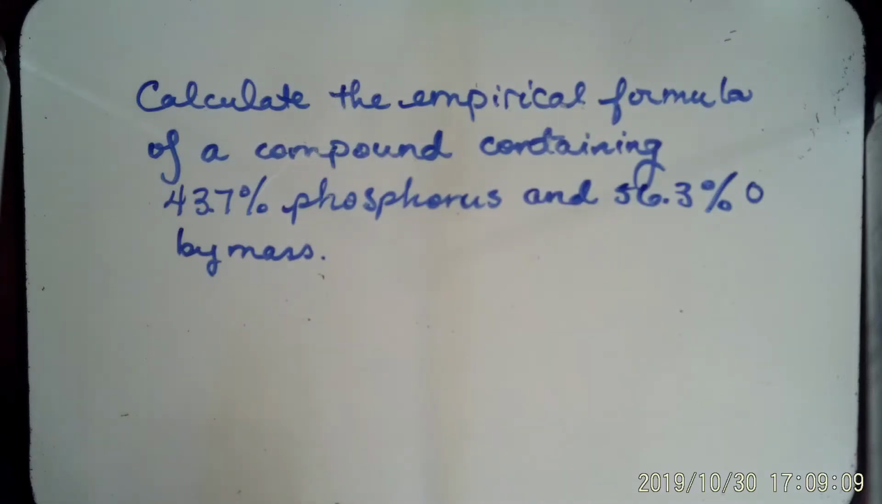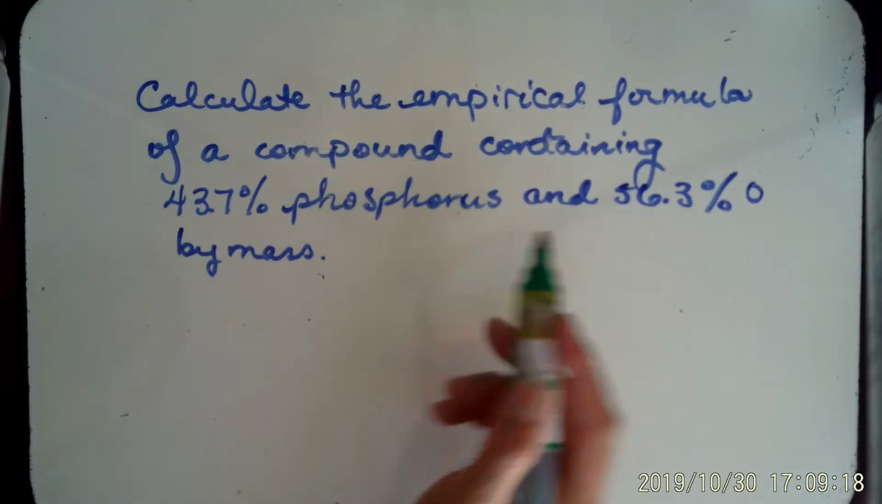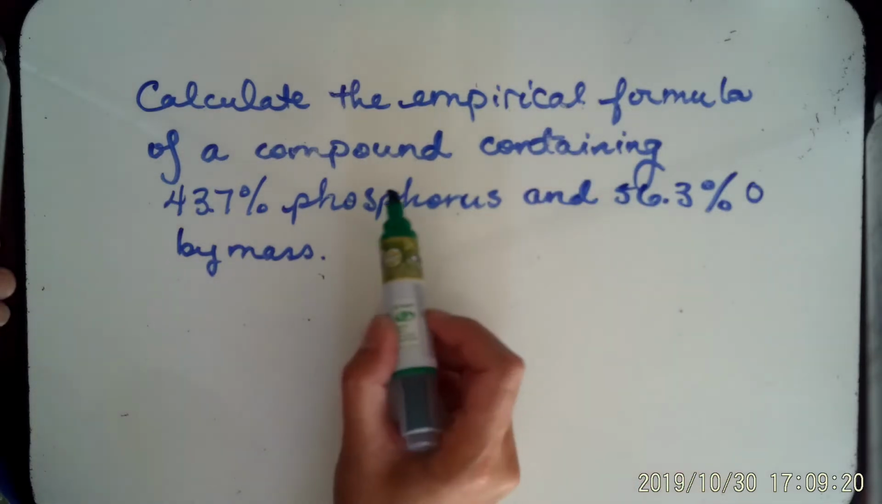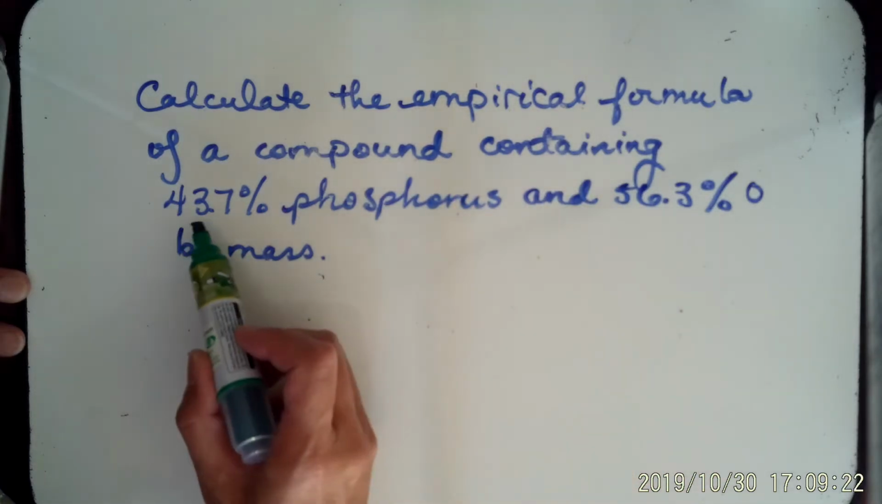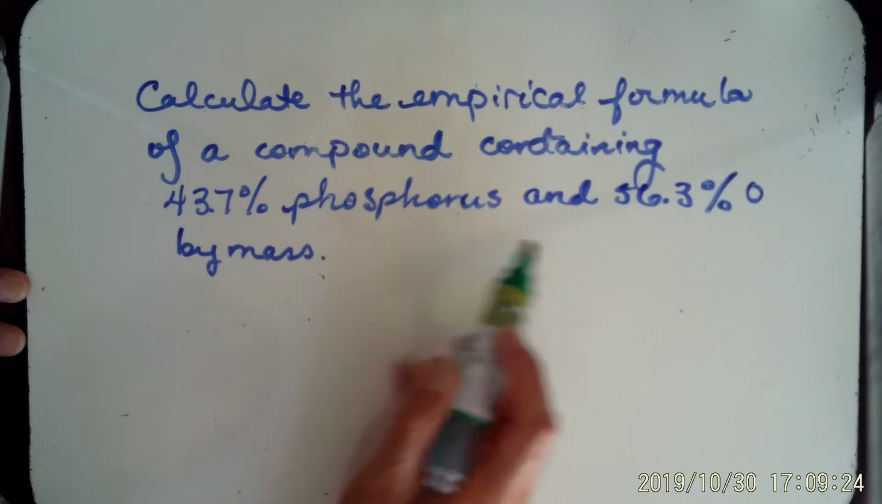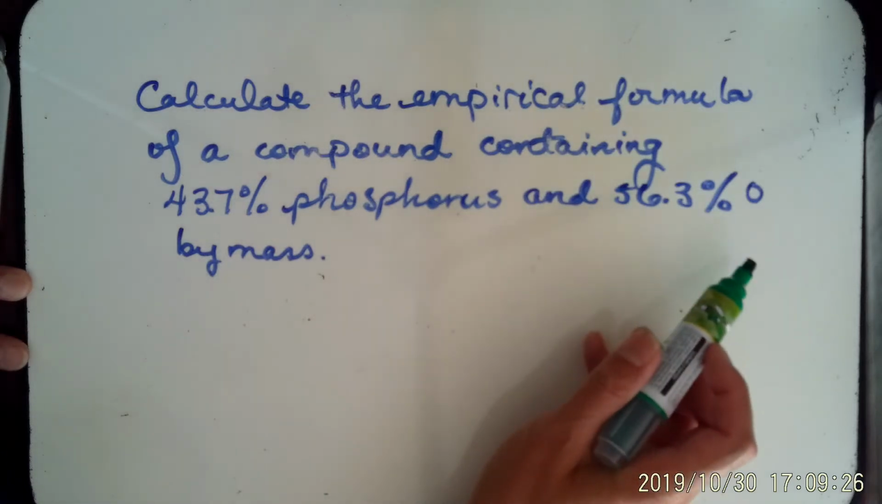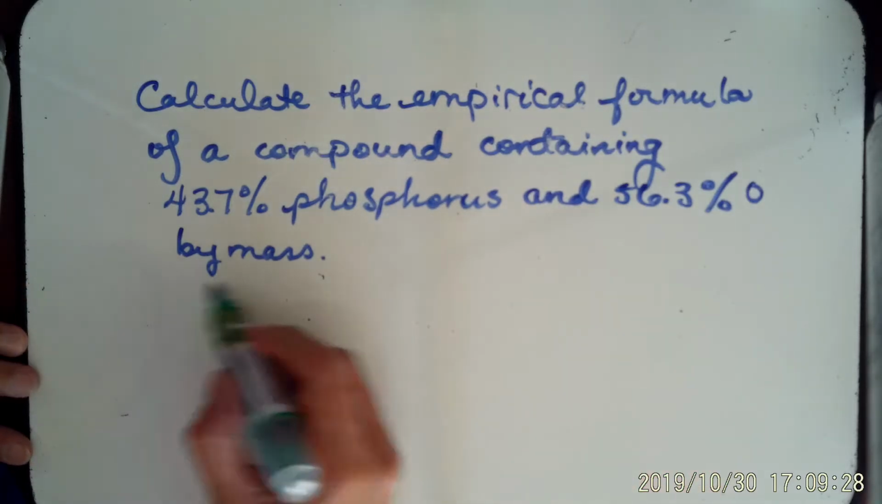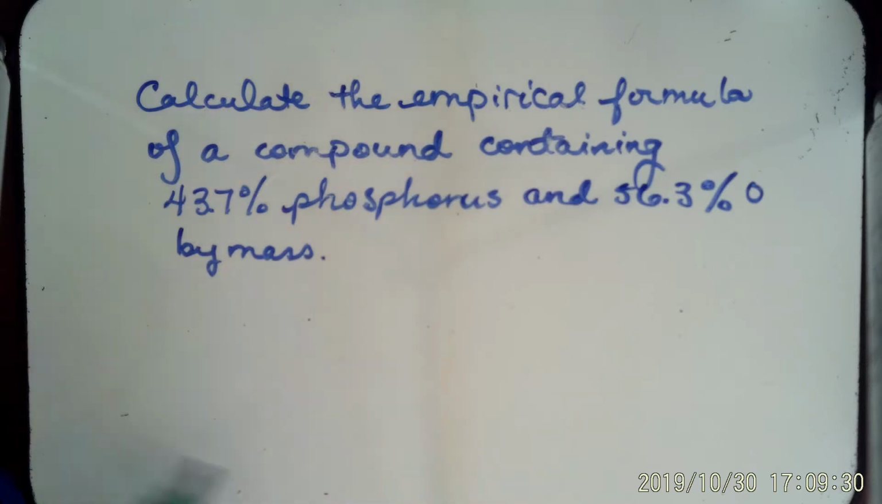Okay, so let's do another example in terms of calculating the empirical formula for mass percent composition. In this case, we're going to calculate the empirical formula of a compound containing 43.7% phosphorus and 56.3% oxygen. All this is by mass percent.